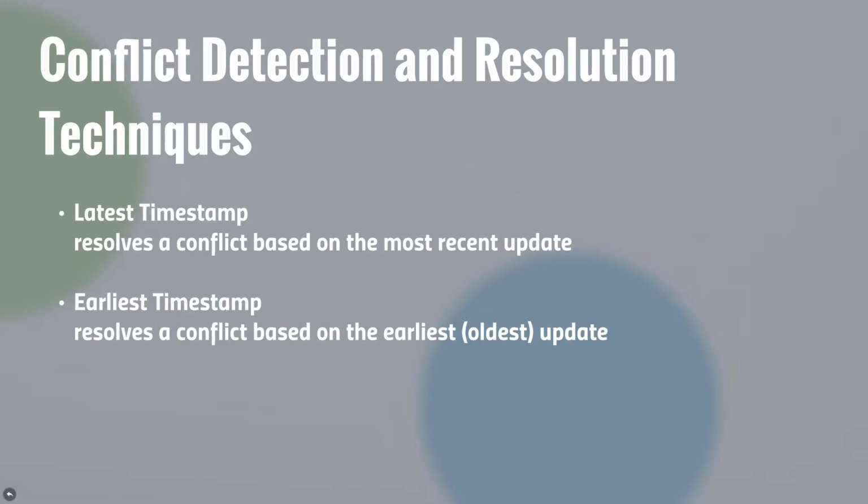Next, we can resolve conflicts through timestamp. First is the latest timestamp, which resolves a conflict based on the most recent update, or the earliest timestamp, which resolves a conflict based on the earliest or oldest update. If you use either of these methods, you must be conscious of how the time is computed, such as whether it is considering time zones.